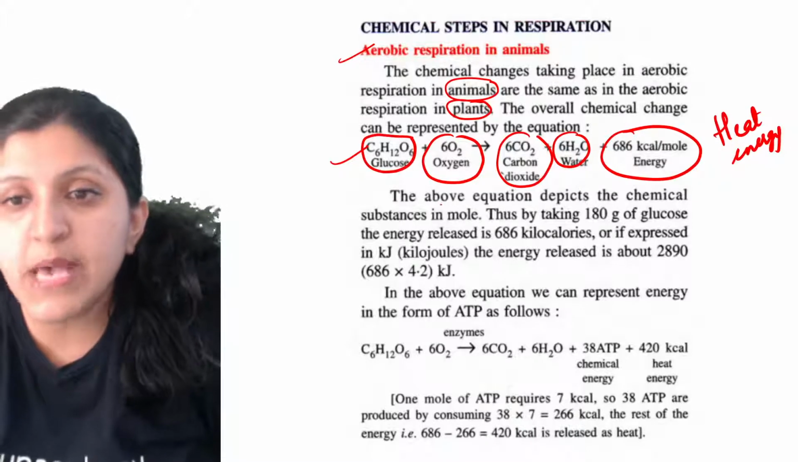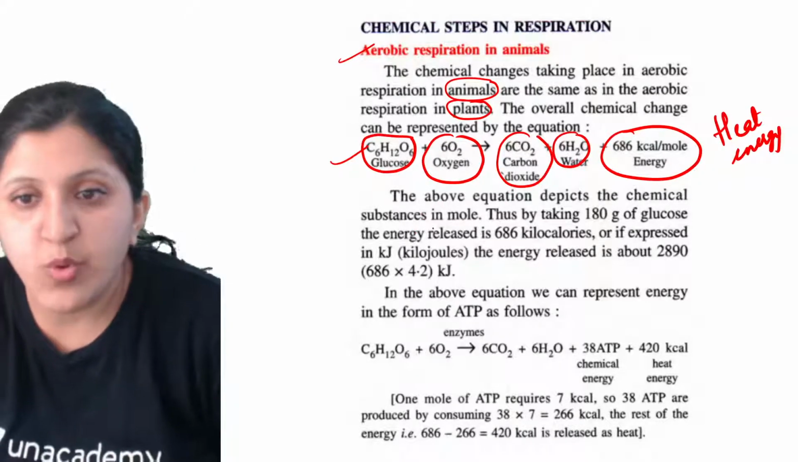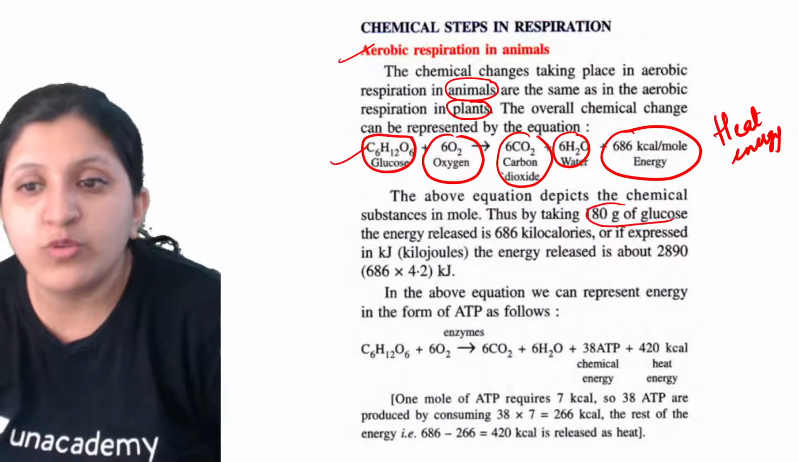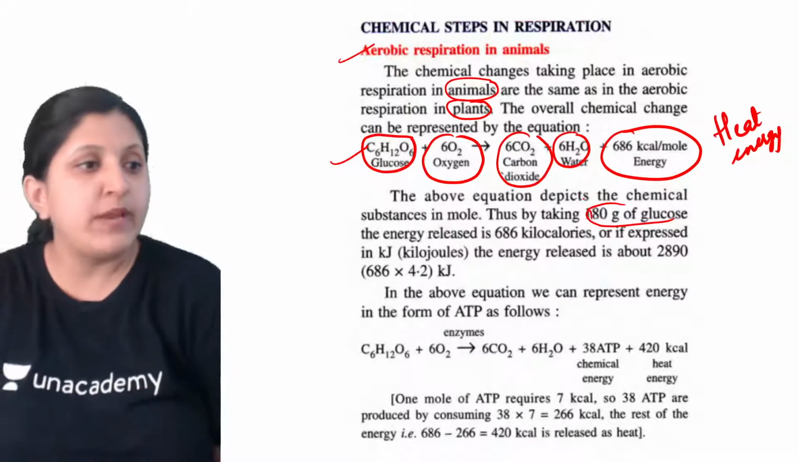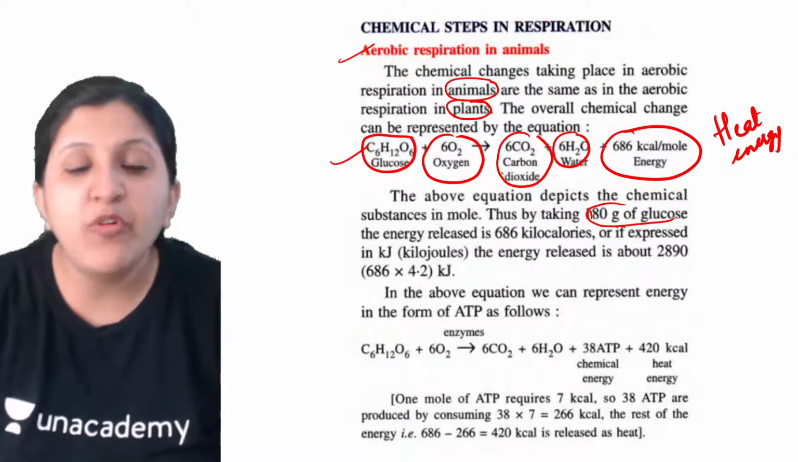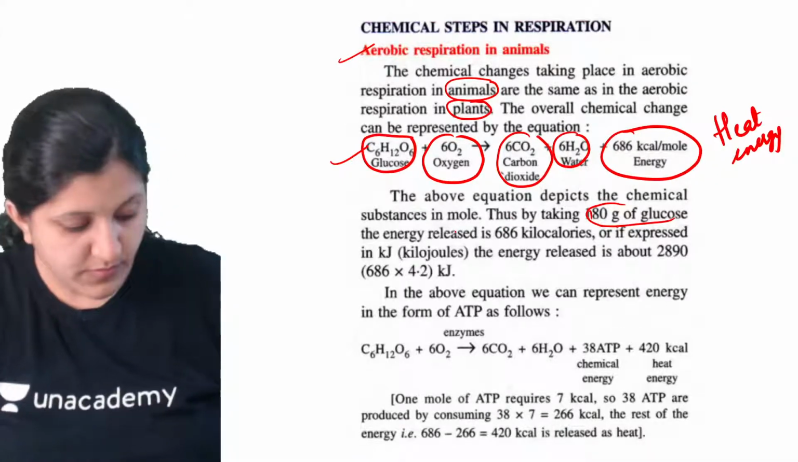Now this above equation depicts the chemical substances in moles. Thus, by taking 180 gram of glucose, they are trying to experiment with what exactly happens. So 180 gram of glucose is taken. One second.